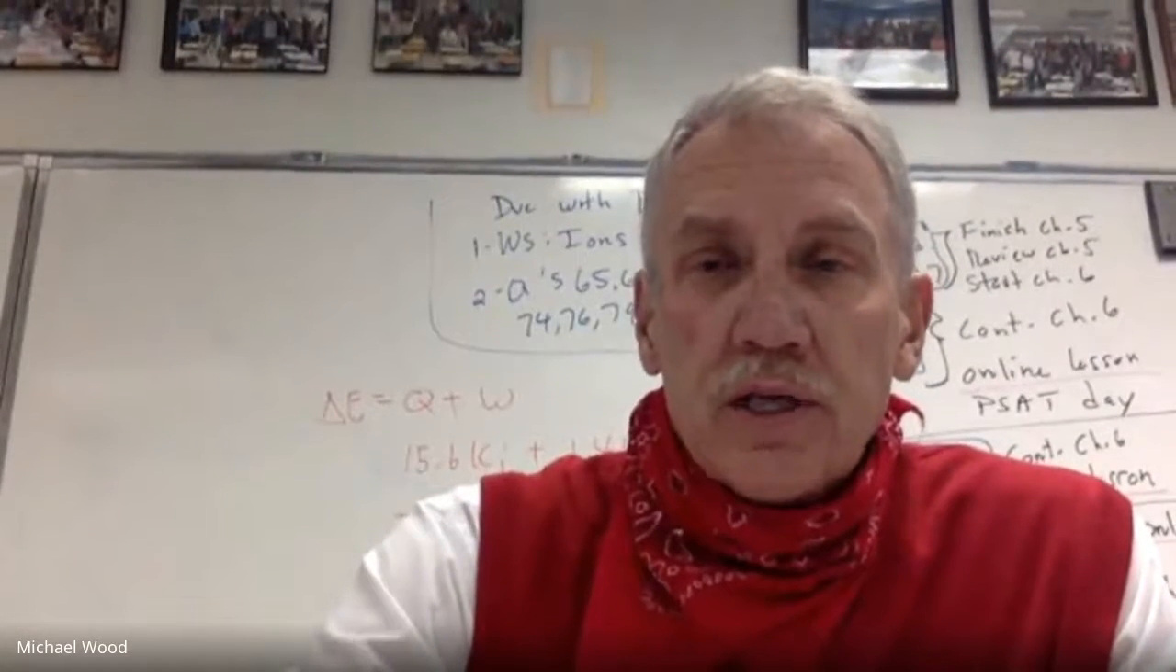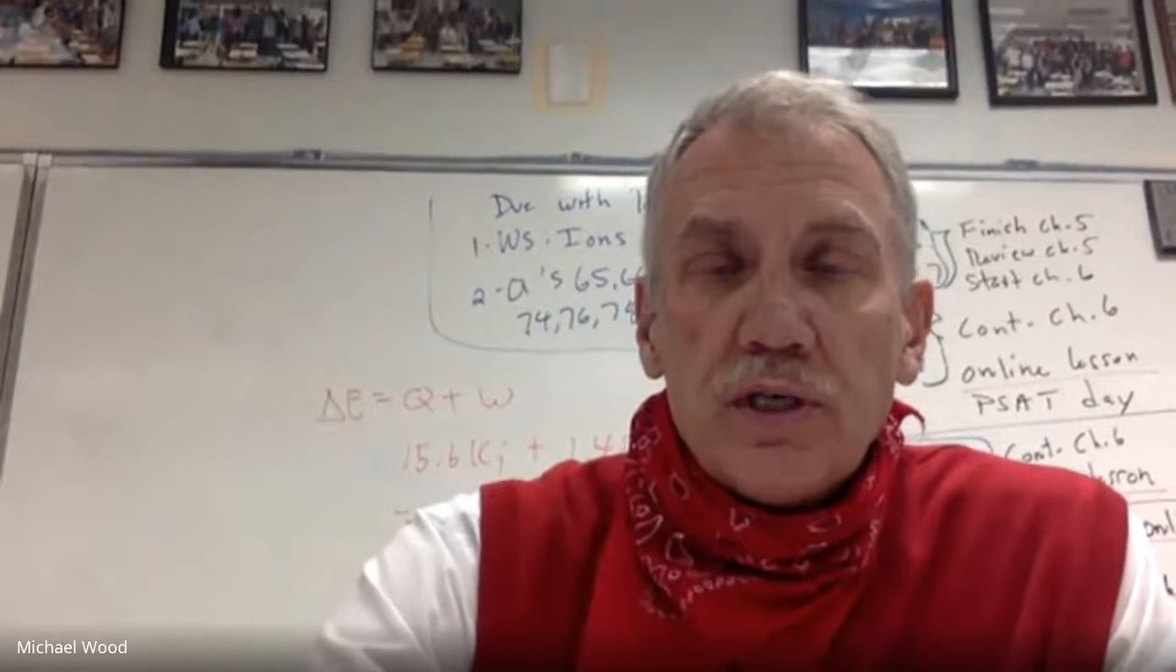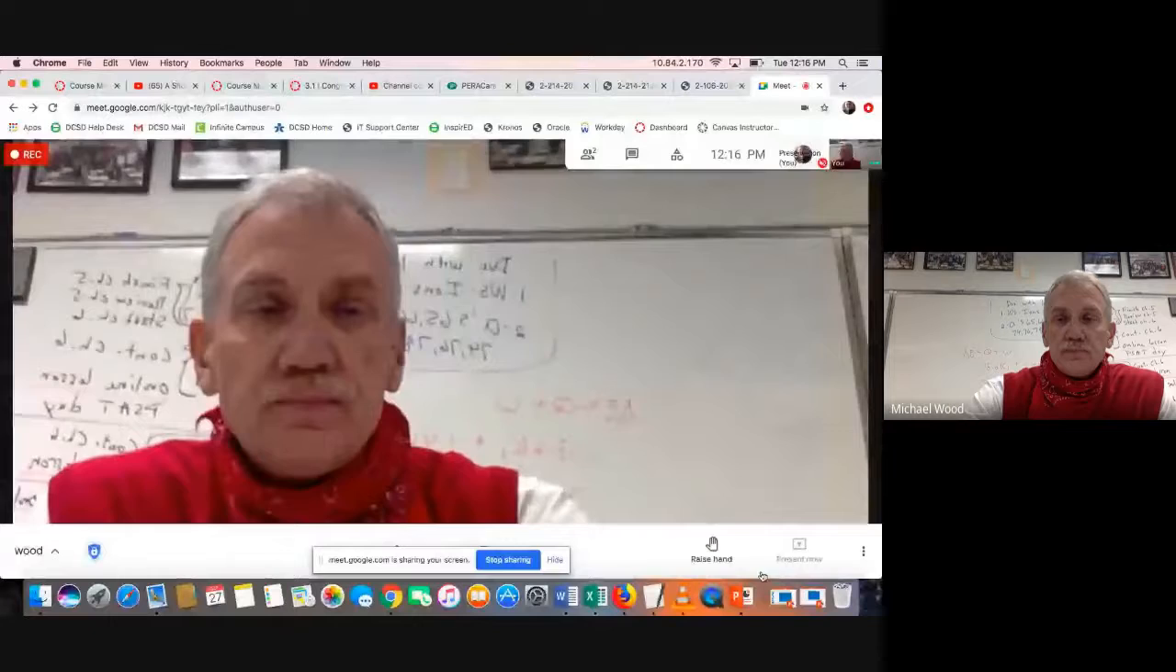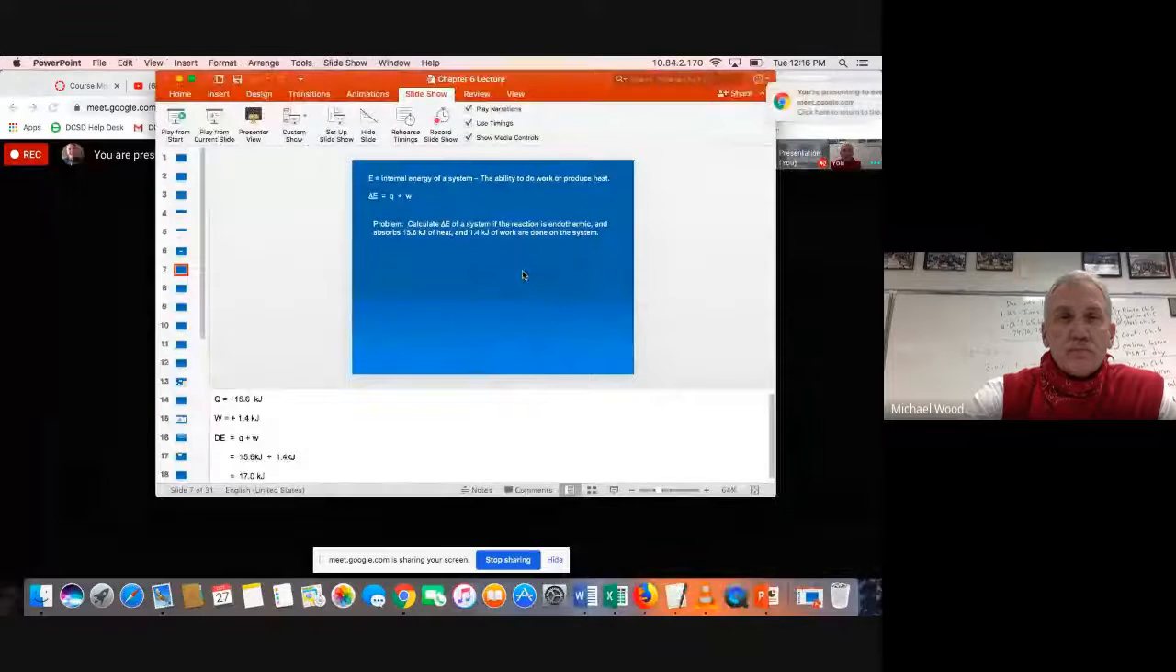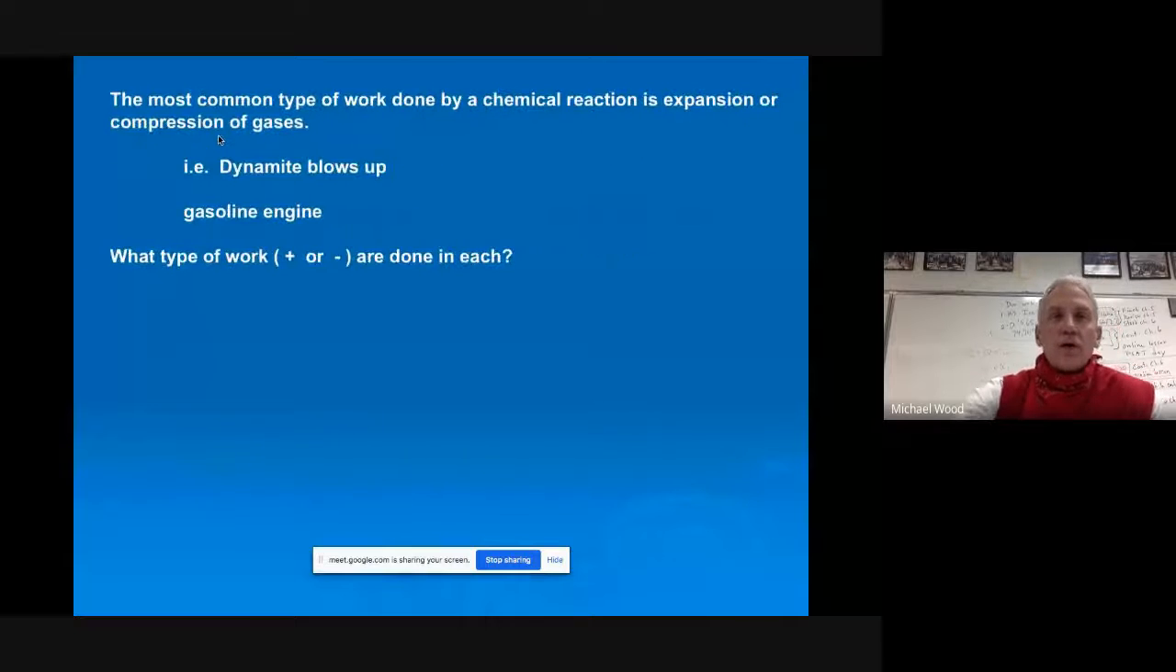Okay, and then the next page is going to add work to this. Okay, so we just did this problem. Now, the most common type of work done by a chemical reaction is expansion or compression of gases, and we're going to talk about that here.